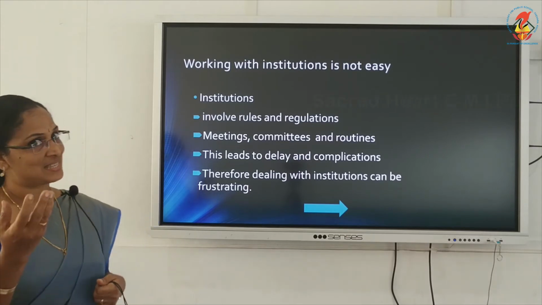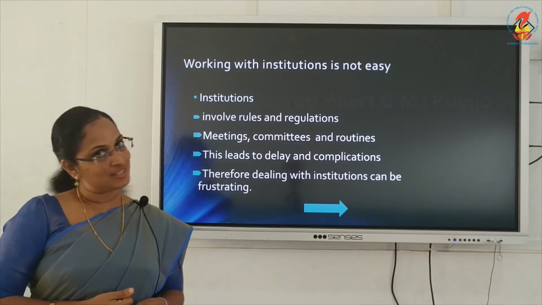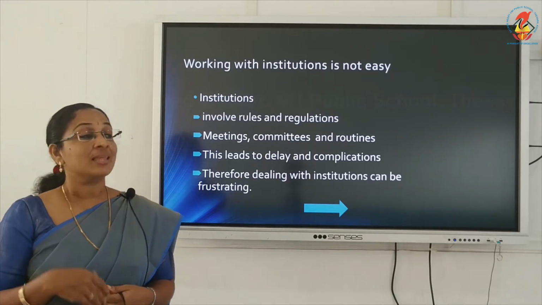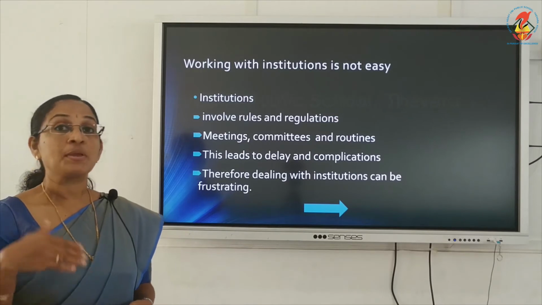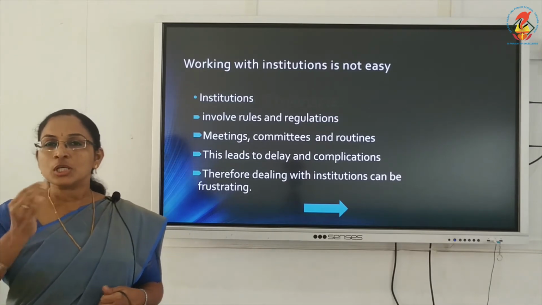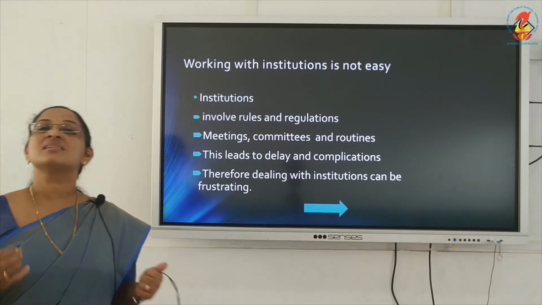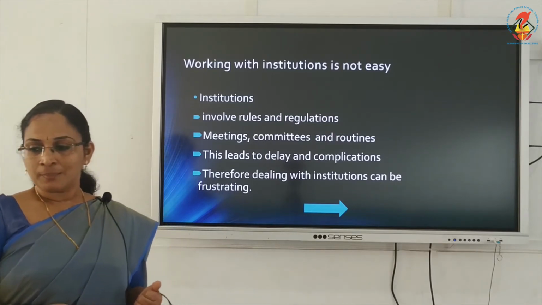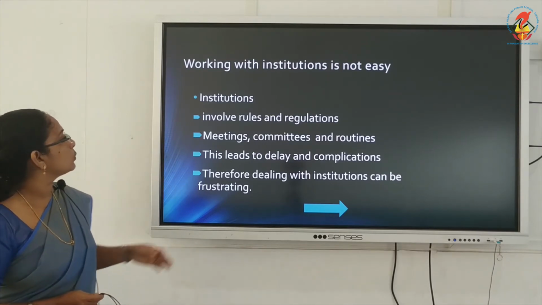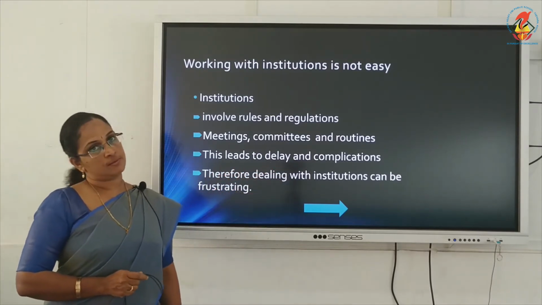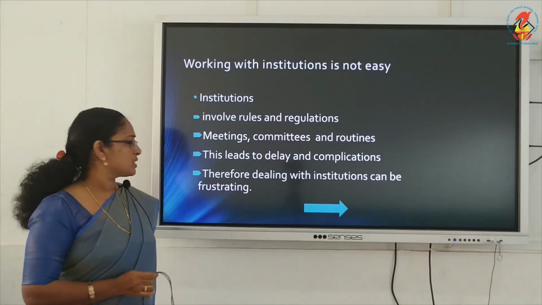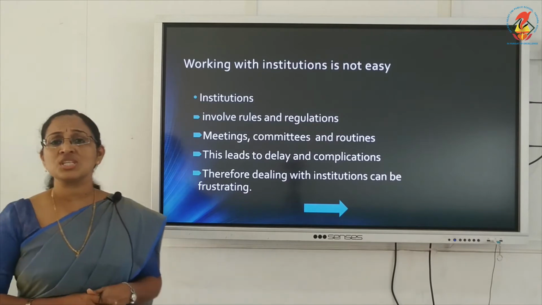We saw an example of the reservation for backward classes, the Mandal Commission, the office memorandum. Then the government needs to implement the report. It takes time, children, the time required for implementing one decision. Meetings, committees, routines may lead to delays and complications, and we may think that dealing with institutions can sometimes be frustrating.